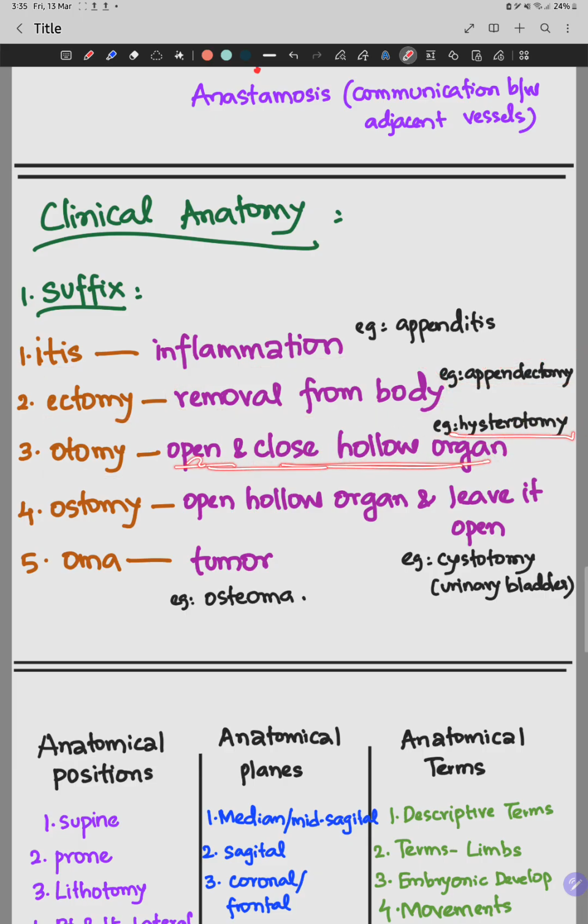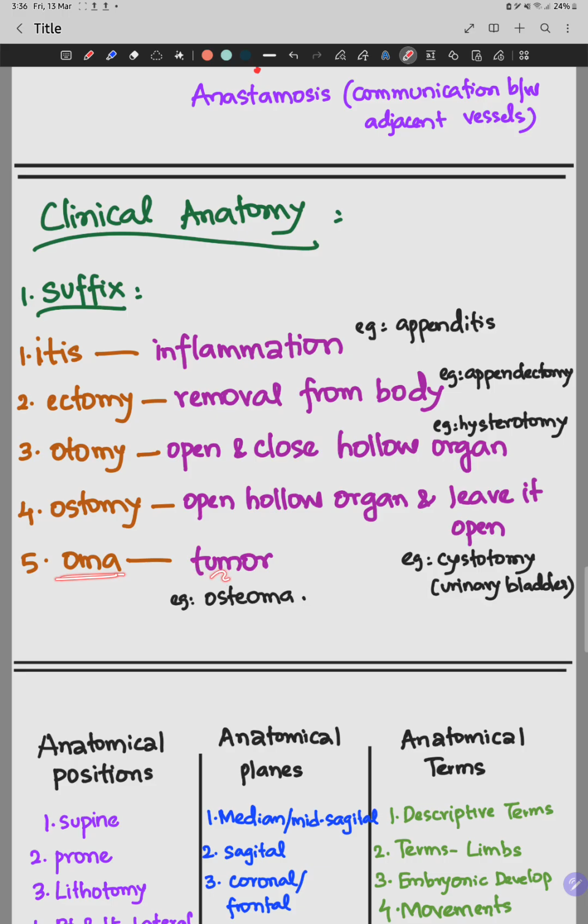For doing any surgeries, we are going to open and we are not going to leave it open for a long time. If it is left open for a long time, it is kept open like that only. Ostomy. Okay, remember this one. Close is not there, so here we are going to put S. So it is ostomy. Ostomy means open a hollow organ and leave it open. That is cystostomy. In the urinary bladder, we are going to make a hole, keep the hole open, and leave it.